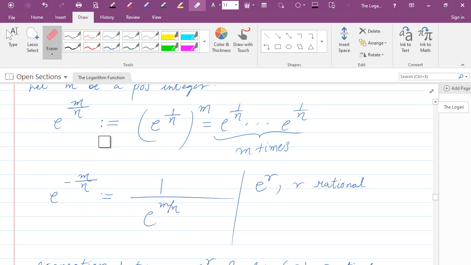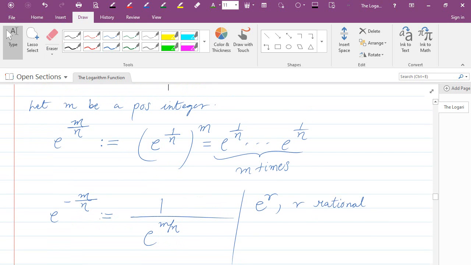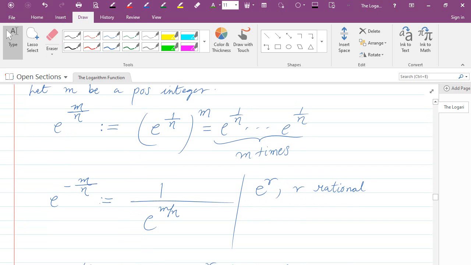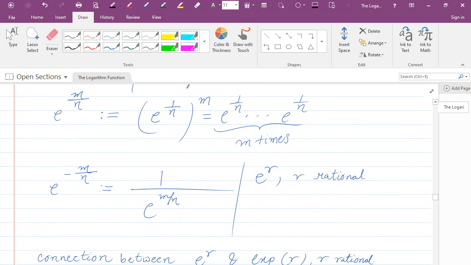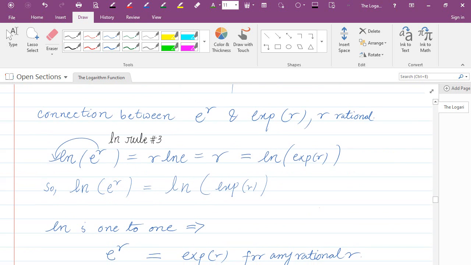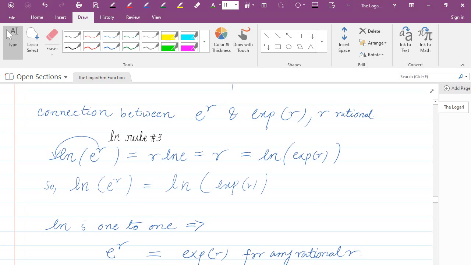So far we understand what it means to raise the number e to a rational exponent r. So if you have a rational exponent r, we understand what e to the r represents. The question then is, how do we define e to the power of an irrational number? Okay, so that's what we're going to explore now.